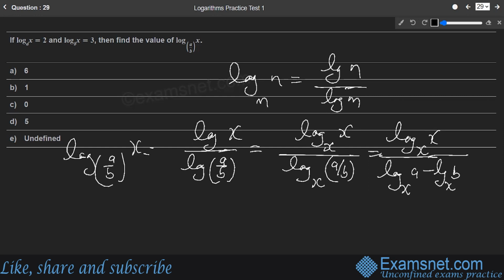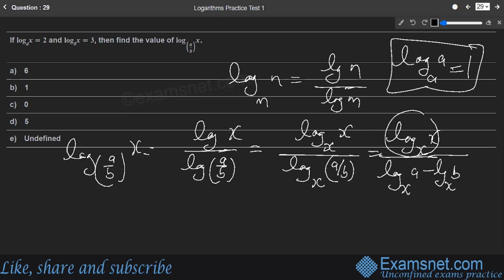Now if we further solve this, log base x of x will obviously be equal to 1. Why so? Because we have a property: whenever the base and number are the same, it is mathematically equal to 1. So what we achieve is 1 divided by log base x of a minus log base x of b. This is what we achieve finally.